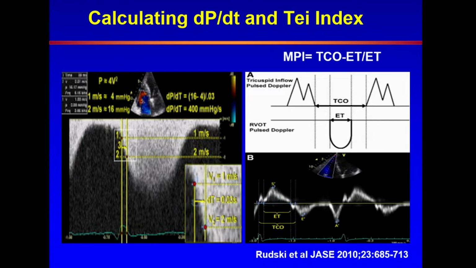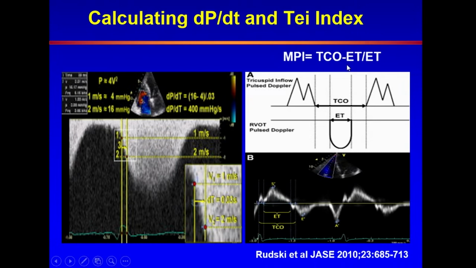Another approach is if you have a tricuspid regurgitation signal, remember, you can use it. So how do I do that? Tricuspid regurg occurs during isovolumic contraction, ejection, and relaxation. So now I have all that time interval from the TR. But I will still need the ejection time from the RV outflow tract. So the total duration of the tricuspid regurg minus the ejection time gives me the numerator.